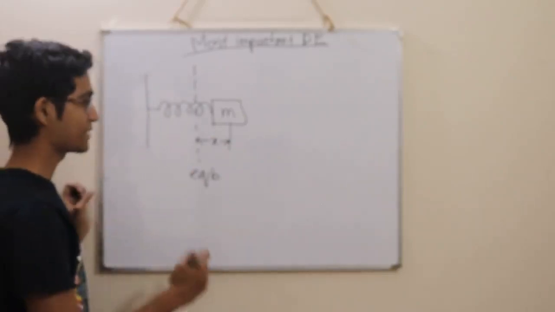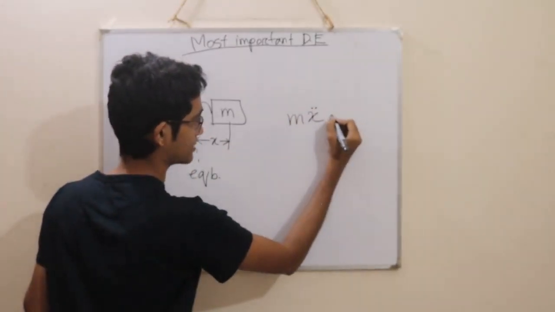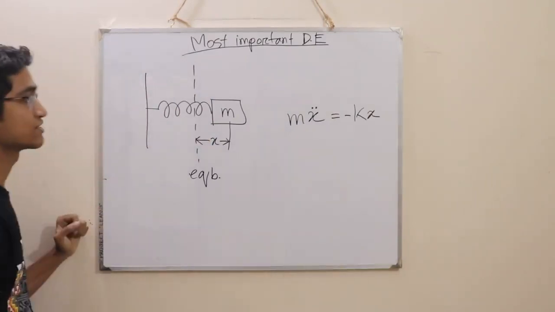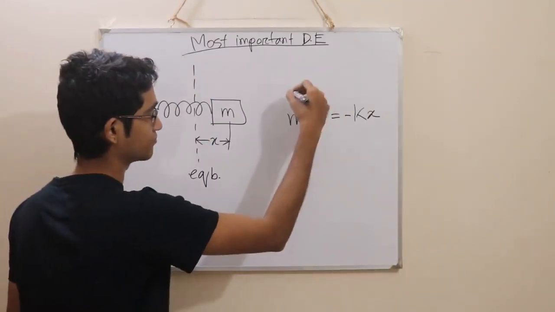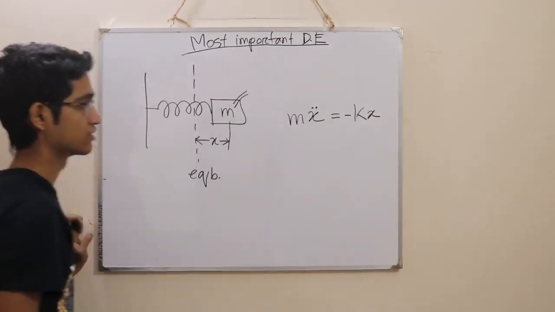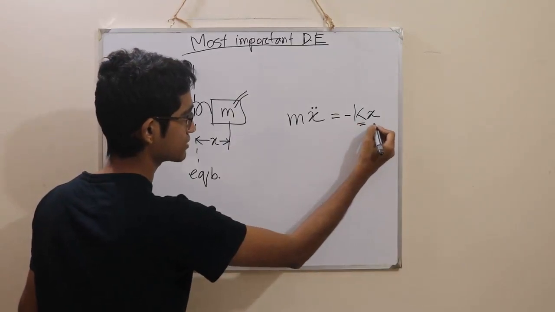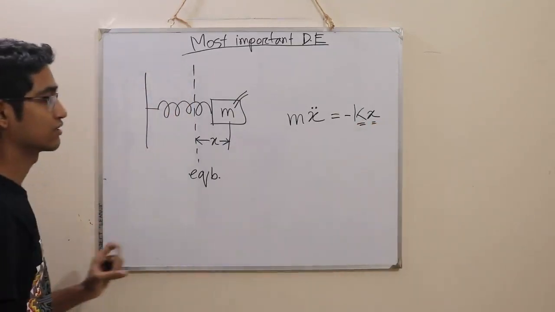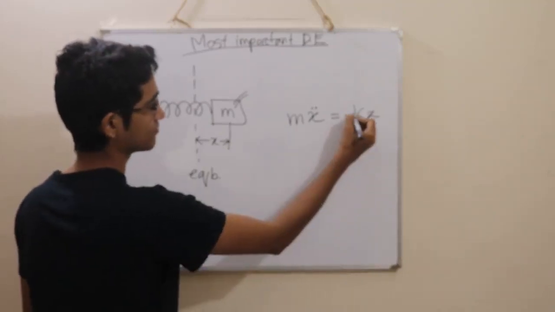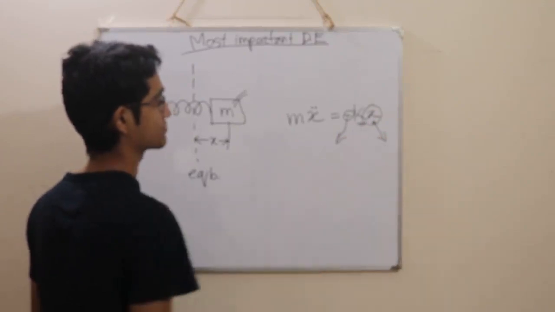The equation that describes it will be m times x double dot equals negative k times x. So what this means is that the force experienced by this body will be equal to the negative of the spring constant times the distance that it was displaced. Why is this negative, and why is it dependent on x?